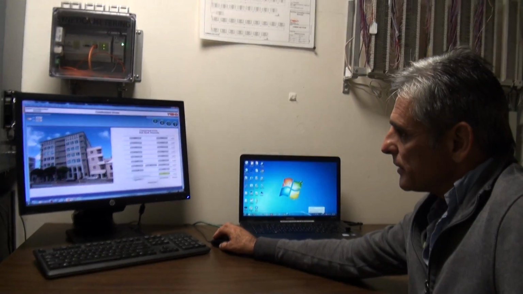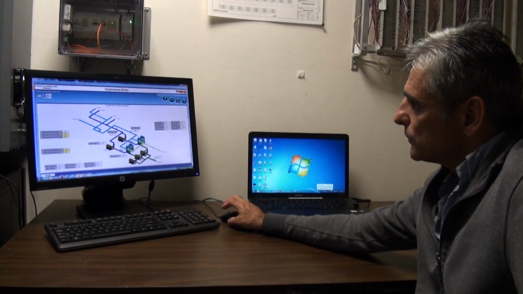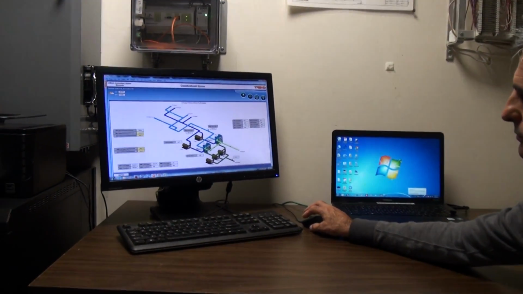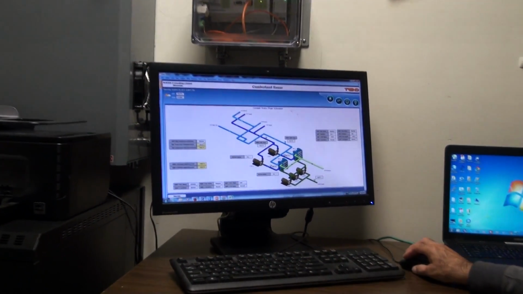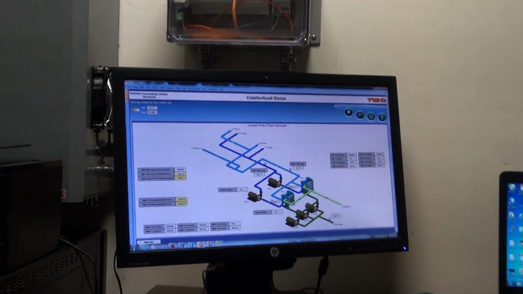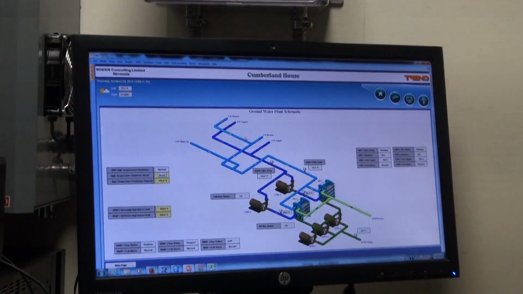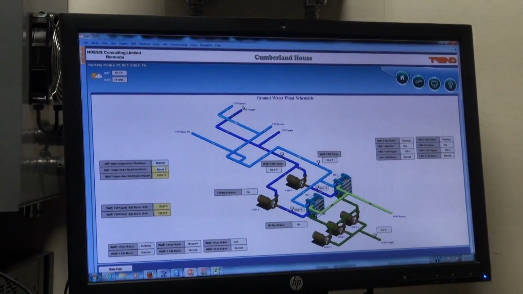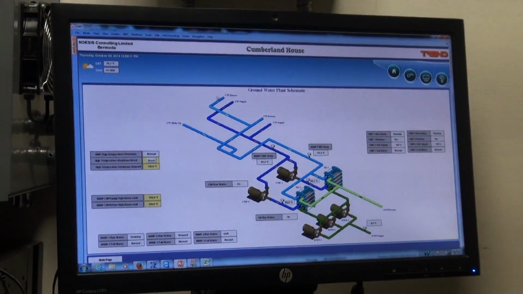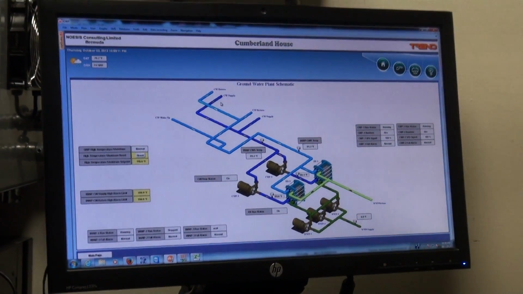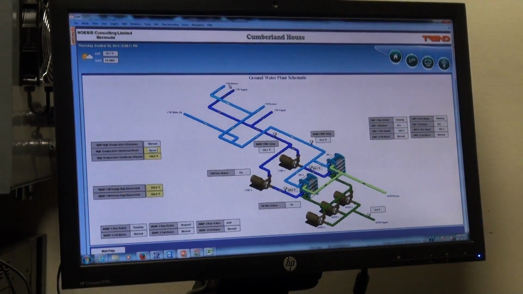This is the main plant for this building. She's right here. And what this is showing us is the temperature flowing in the clean water supply to the air handling units. You've got a supply and a return line.